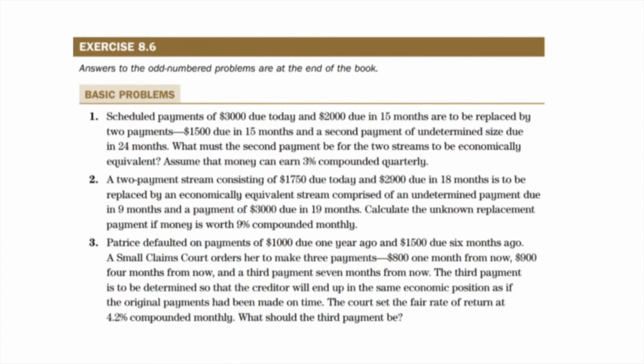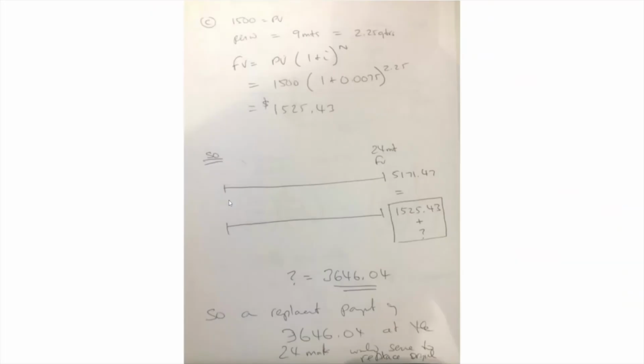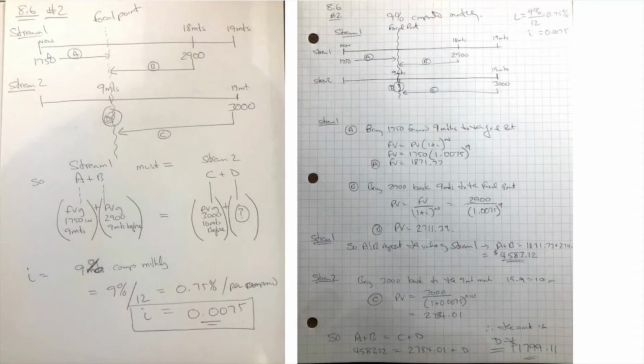So what we have is stream 1 is $1,750 and $2,900. And stream 2 is the 9 month mark and the 19 month mark. As I just showed you, this focal point is going to be at the 9 month mark because that's the mystery amount. So we do the same thing that we do in every one of these problems. We found the focal point. What we need to do is take the known stream, in this case stream 1, and find the value of those payments at the date of the focal point. So $1,750 needs to be brought ahead to the 9 month mark, and $2,900 needs to be brought back to the 9 month mark.